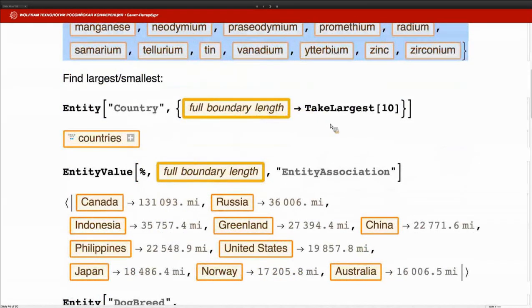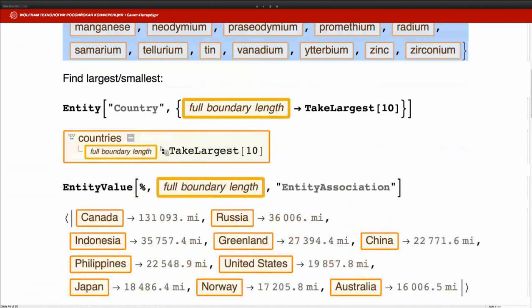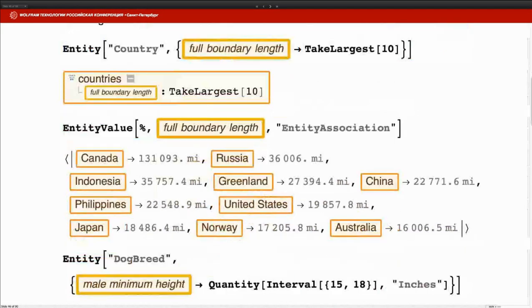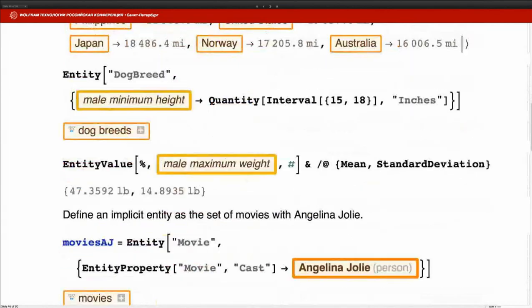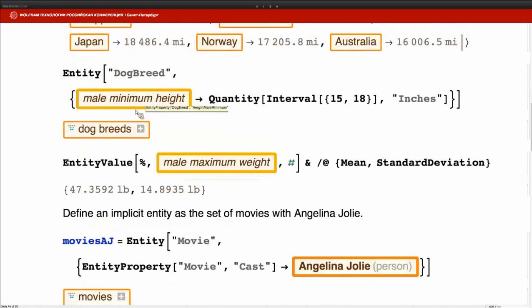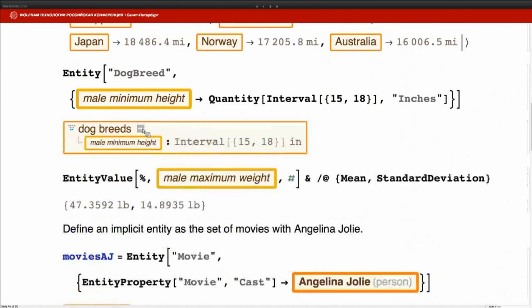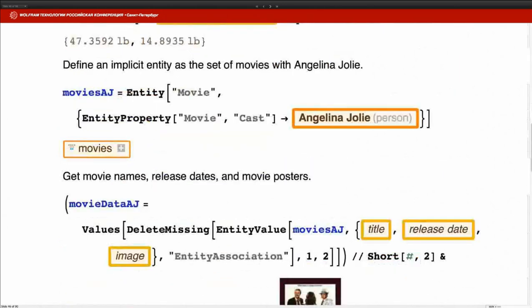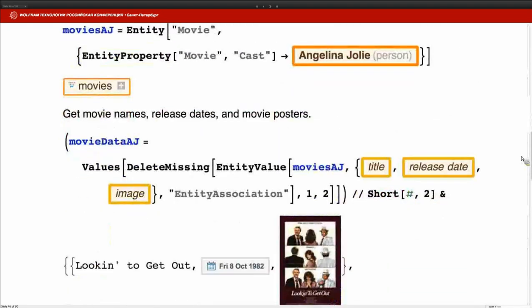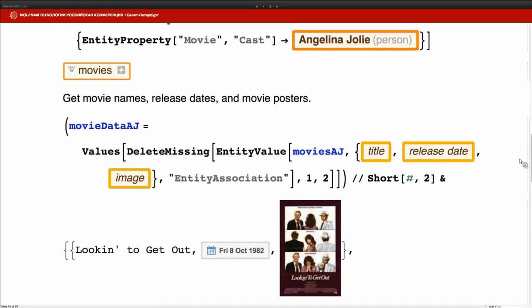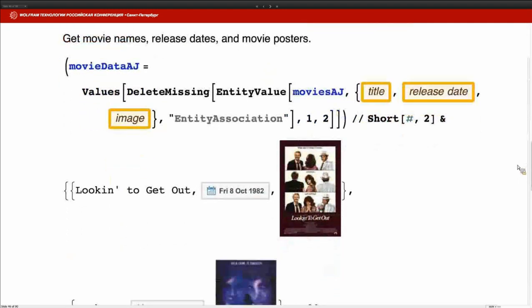Or I can say, give me the countries so that the boundary is the longest in the world. And I get, again, the selection criteria. I can resolve it. So Canada has the biggest boundary in the world, followed by Russia, Indonesia. Or give me the dog breed where the males are the smallest or the largest in weight. And give me the standard deviation and the mean. So it's very flexible to directly access a large amount of data.